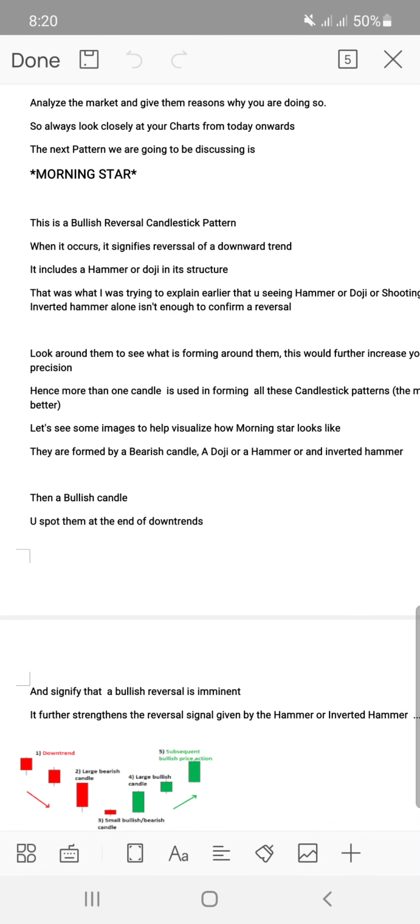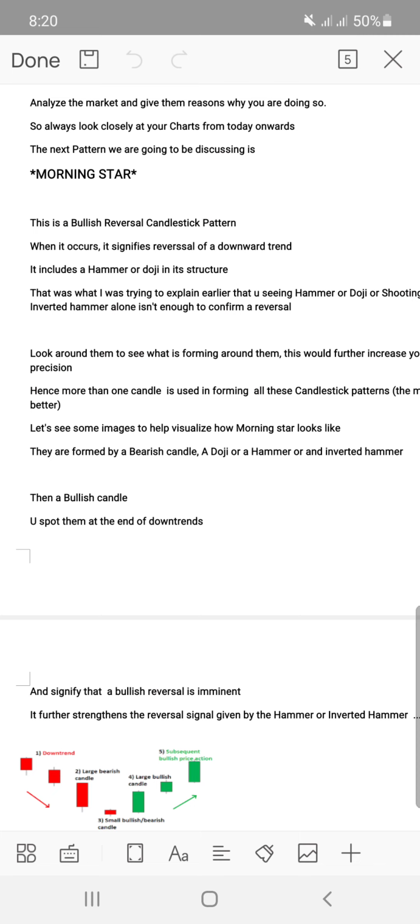Hello guys, in the last class we talked about bullish engulfing, bearish engulfing, tweezer tops, tweezer bottoms, and inside bar patterns. I think we talked about some other multiple candlestick patterns.